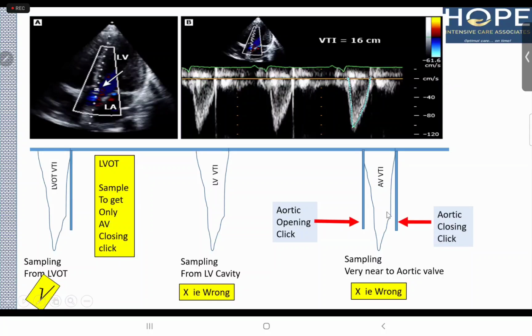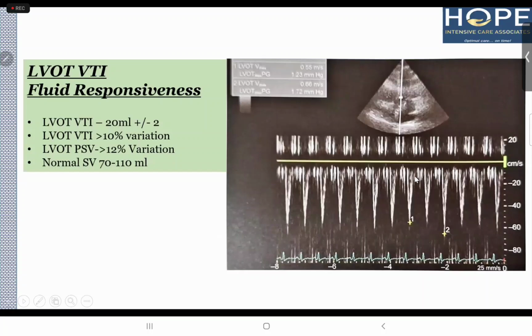And you can see here two things you need to look at in LVOT VTI: the peak systolic velocity, or the peak flow velocity, tip to tip. You can see that during inspiration the flow reduces, and during expiration it increases. So this variability, if the peak systolic velocity variation is more than 12%, is suggestive that this patient is volume responsive.